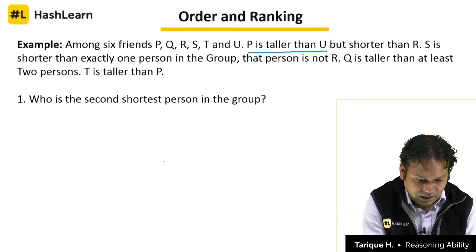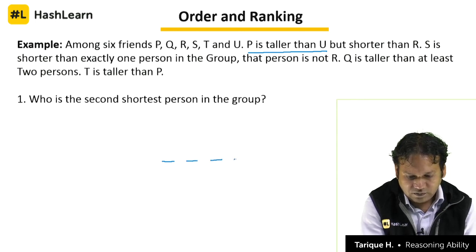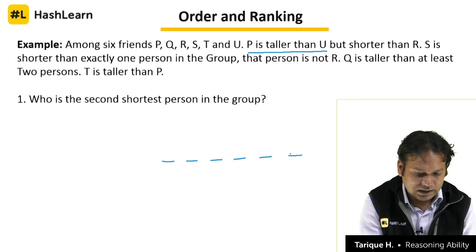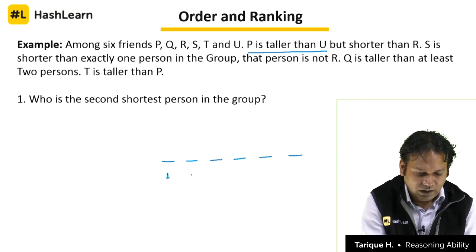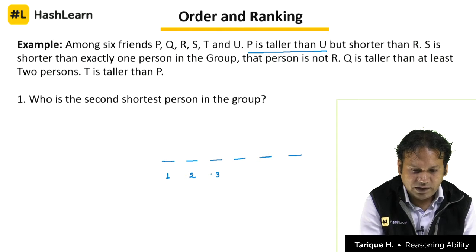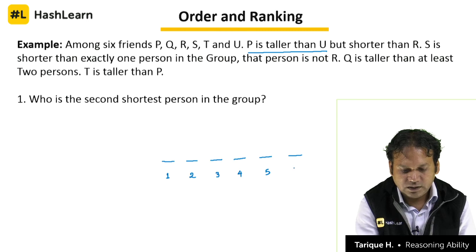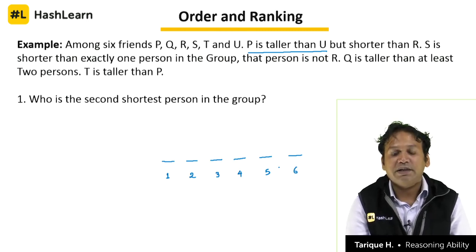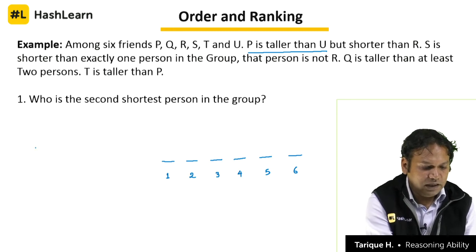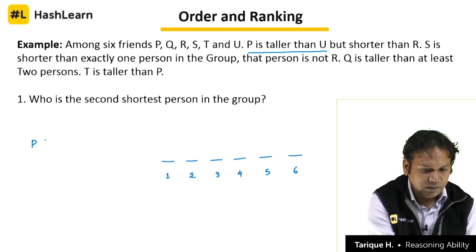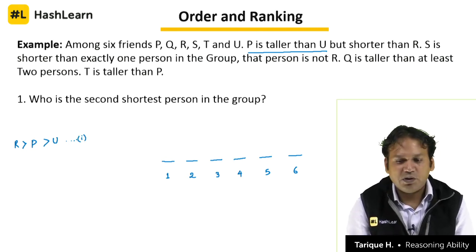So, let us say that there are these 6 persons, like 1, 2, 3, 4, 5, 6. These are the 6 persons, and in the decreasing order of height, 1, 2, 3, 4, 5 and 6, 1 being the tallest and 6 being the shortest. P is taller than U but shorter than R, that is our first equation. P is taller than U but shorter than R.